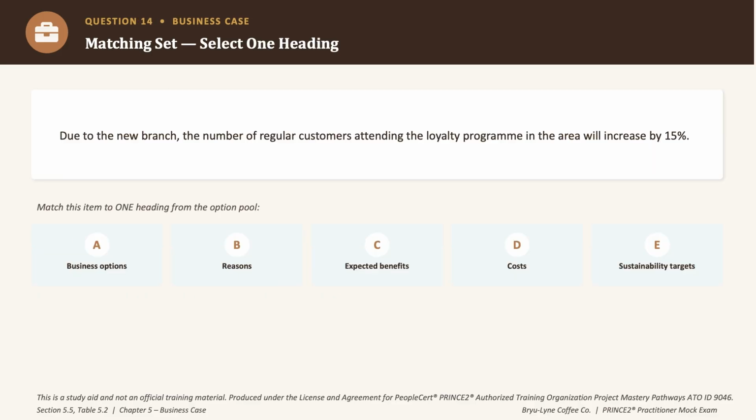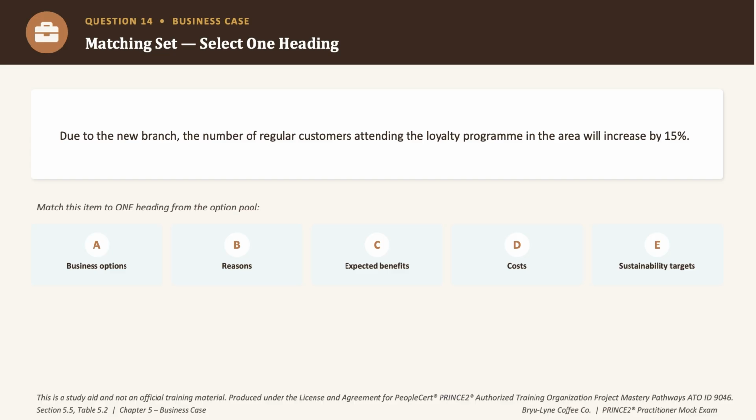Due to the new branch, the number of regular customers attending the loyalty program in the area will increase by 15%. Now you have to match this item to one of the heading pools from the options provided as part of the question. Now, where in the business case document should this go? Now think about it. This is a measurable improvement, right?